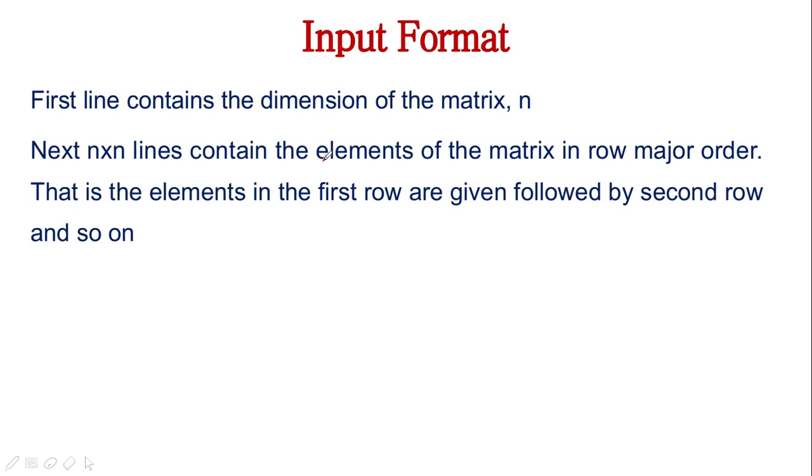Before coding, let us just look at the input format, what is given. The first line contains the dimension of the matrix n, and then the next n cross n lines contain the elements of the matrix in row major order. What is meant by row major order is, first row elements will be given first and then second row elements and so on.